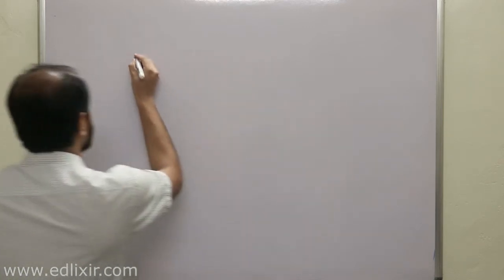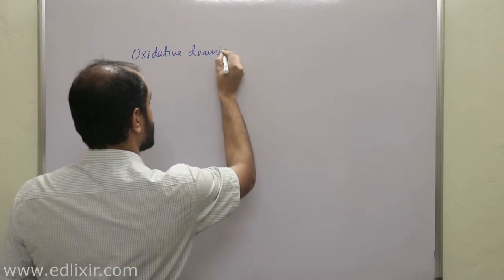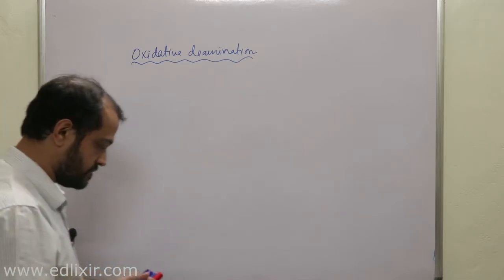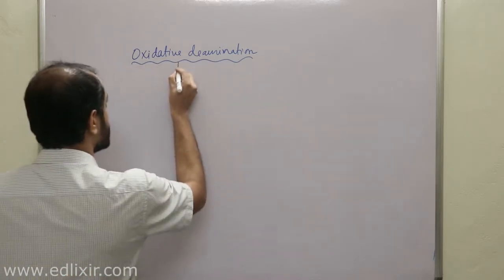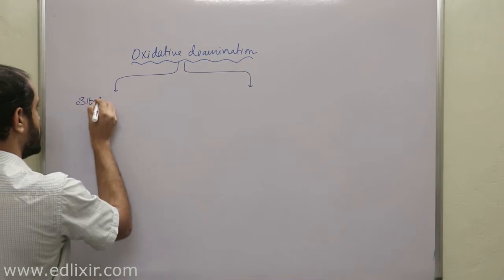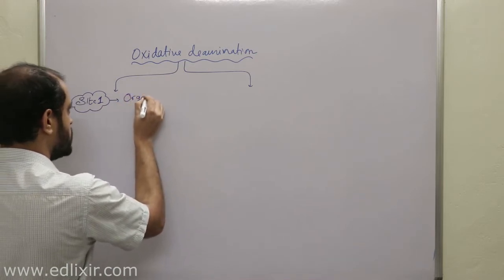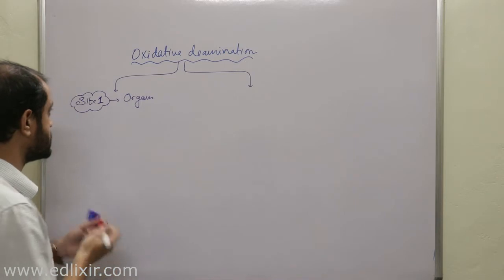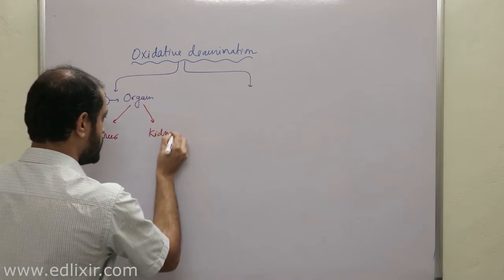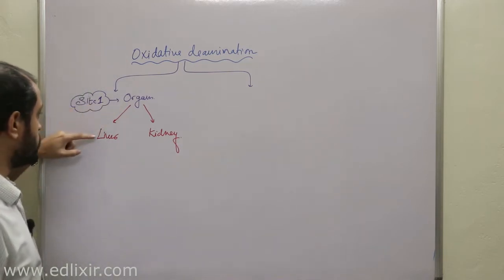Now listen, there are two sites available for oxidative deamination. Site 1 is the organs where oxidative deamination takes place, and the organs are liver and kidney. Clear? Now the site 1 is organ, which is liver and kidney.